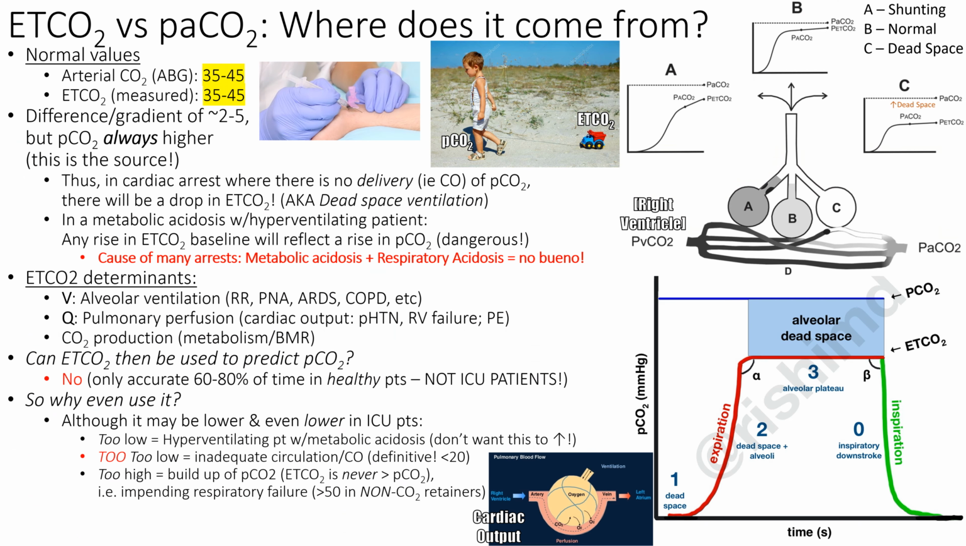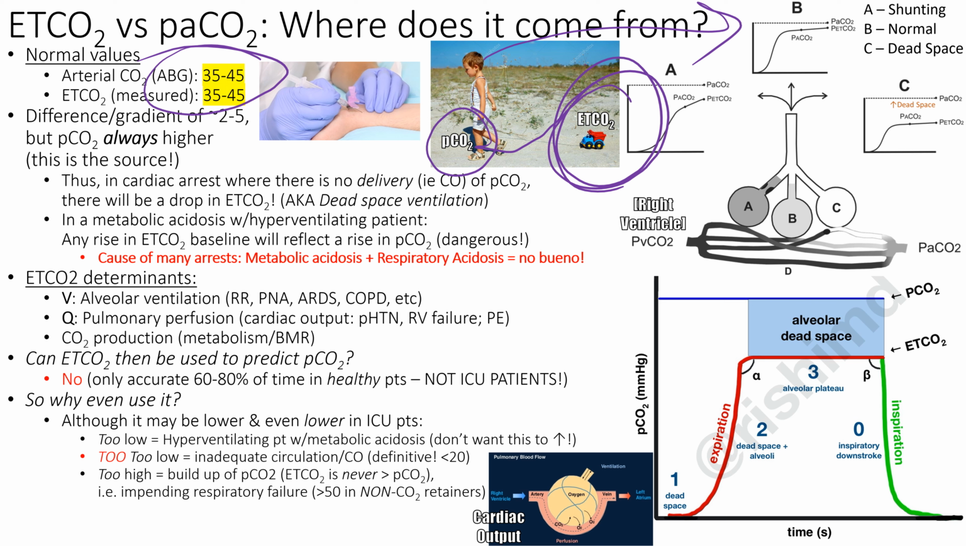Okay, so again, we have our end-tidal CO2 right here. It's just following behind the PaCO2. If the PaCO2 is 60, the end-tidal CO2 might be 55. If the PaCO2 on the ABG is 25, the end-tidal CO2 might be 28. Right, just going the other direction. It's falling behind. Okay, so normal values 35 to 45.